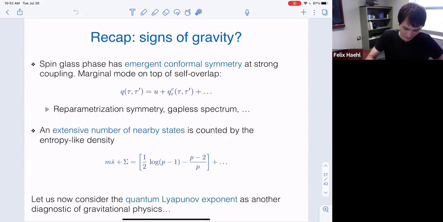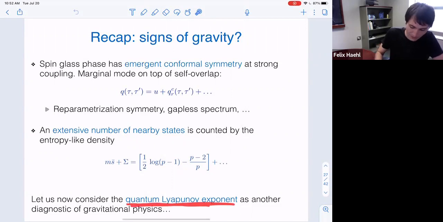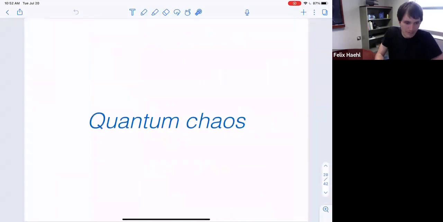And now I want to consider one more quantity, which is the quantum Lyapunov exponent and the out-of-time-order four-point function, as another diagnostic of black hole-like physics. So let us now add to this list what we find for the quantum Lyapunov exponent. That's what I'm going to describe next, unless there are questions.